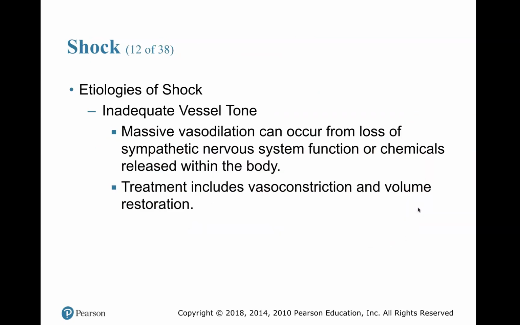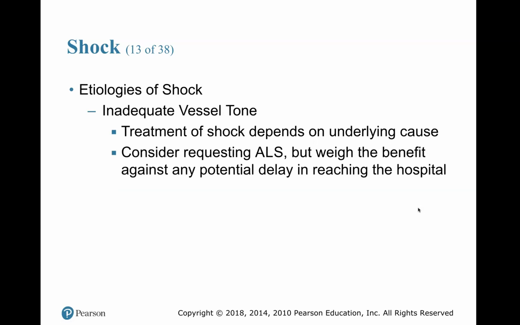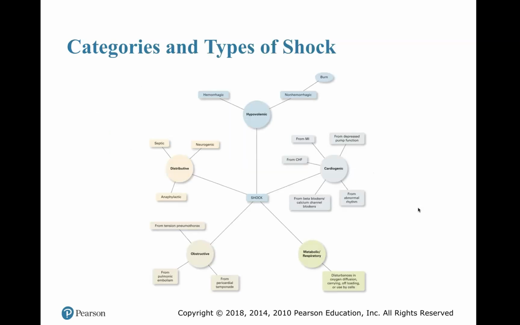Inadequate vessel tone: massive vasodilation can occur from loss of sympathetic nervous system function or chemicals released in the body. Treatment includes vasoconstriction and volume restoration. The treatment of shock depends on underlying causes. Consider requesting ALS, but weigh the benefit against any potential delay in reaching the hospital. So here are some categories, types of shock.